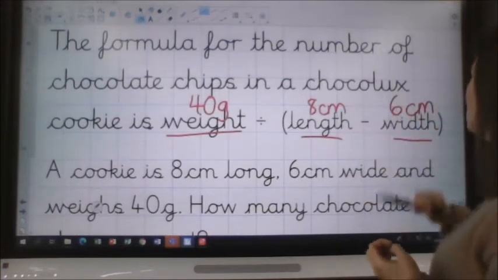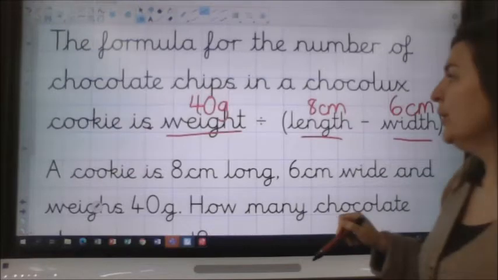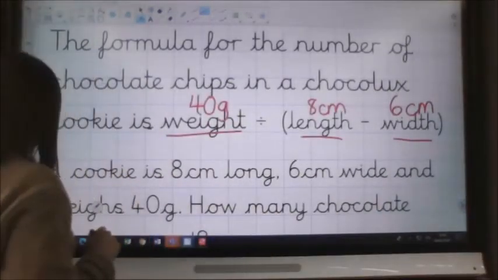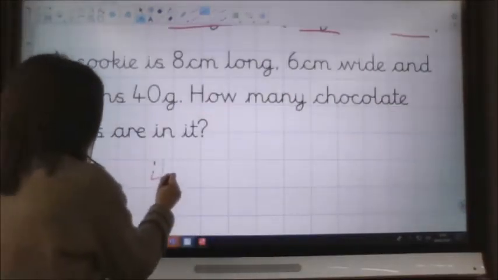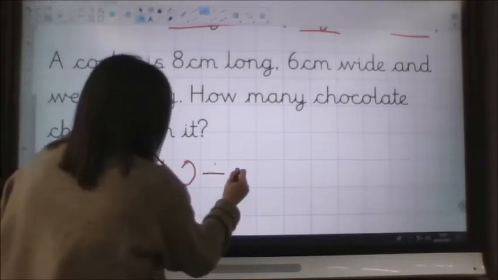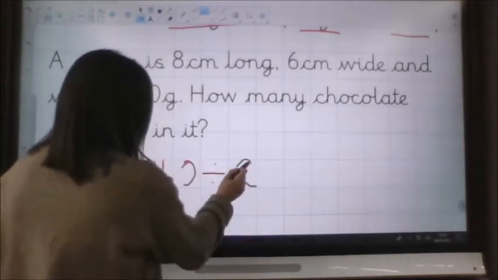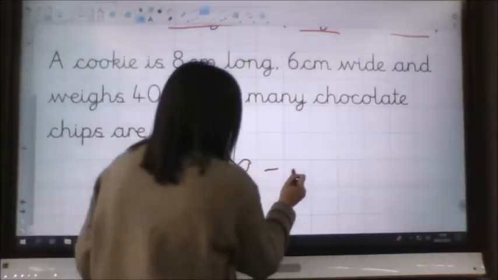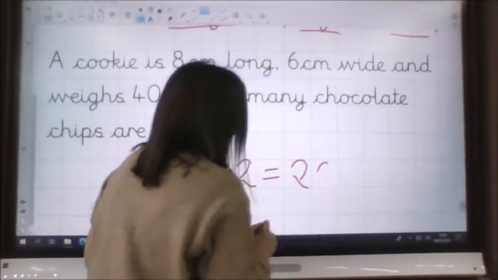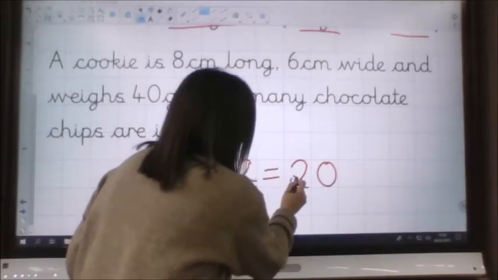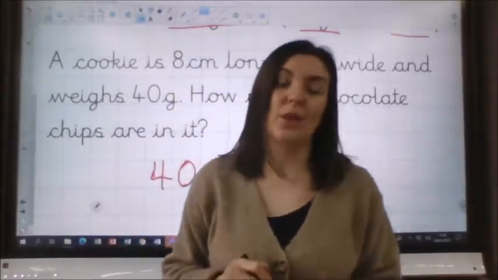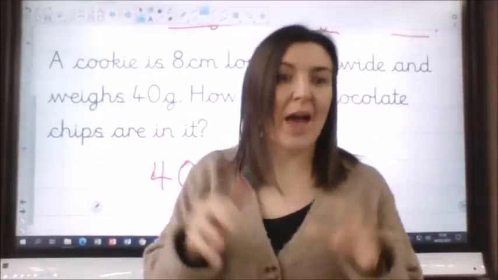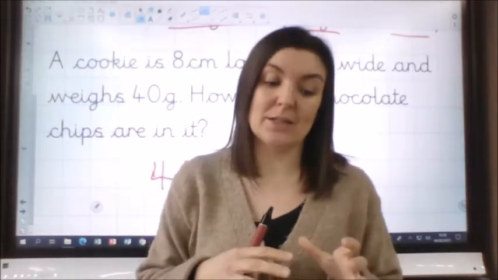So we need to do 8 take away 6, which is 2. So then I can do 40 divided by 2, which is 20. So that means there will be 20 chocolate chips in the cookie. So that one will help you with that one that is next.